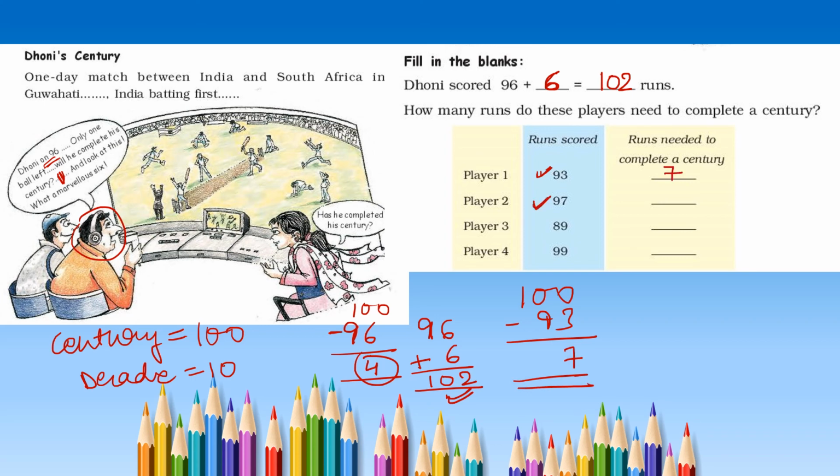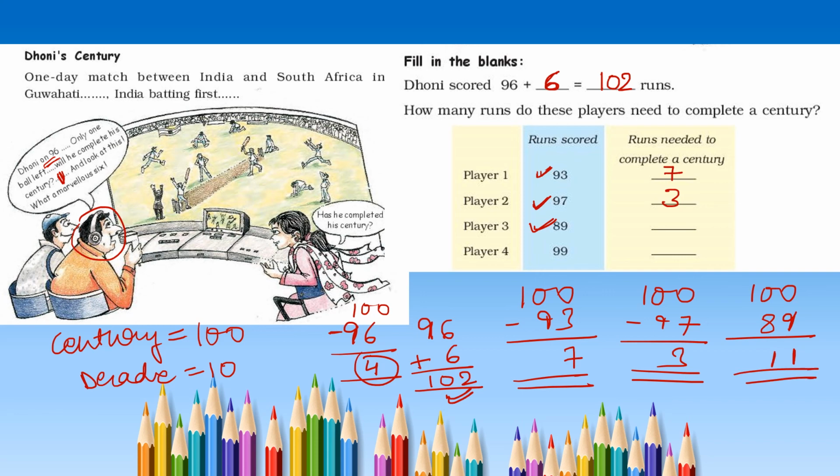Player 2 is on 97. 100 minus 97, we will get 3. So he needs 3 more runs. Player 3 is on 89. 100 minus 89, he needs 11 more runs.